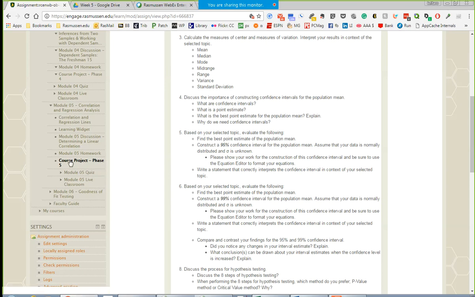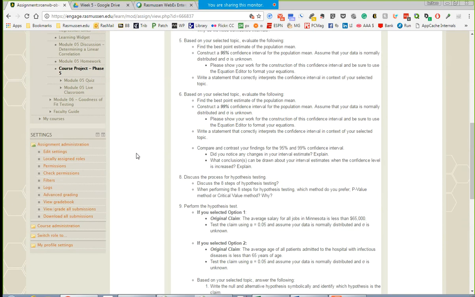So you don't have to do it, but you still have to turn in something for this course project. So basically, resubmit your module 4 phase 4 paper, or just submit something blank so that I have a space to give you a score. So you don't have to do it, but you still have to turn in something so that I can give you a grade for phase 5. If you have any questions about that, let me know, but that's what you need to do.